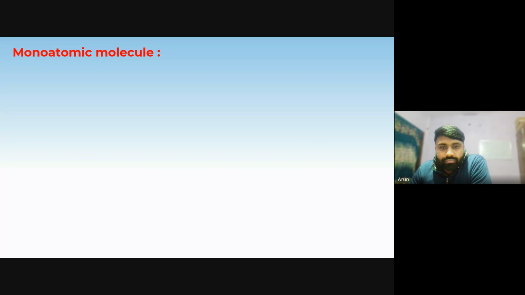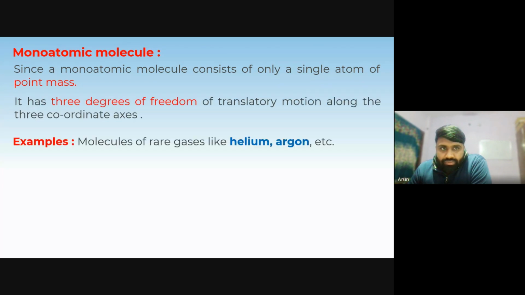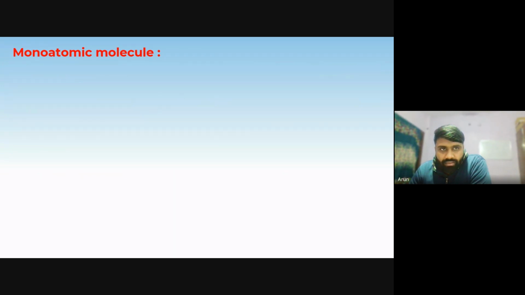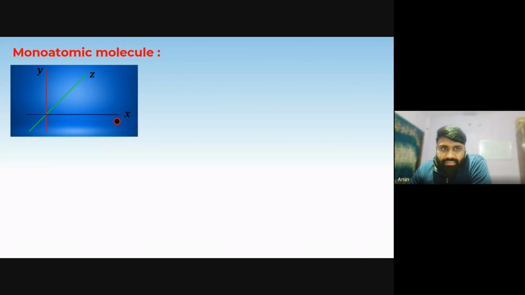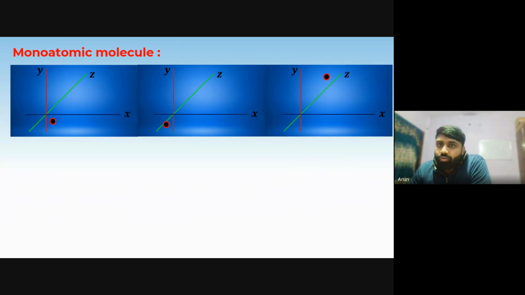Now for a monoatomic molecule, because it consists of only a single atom, it has 3 degrees of freedom, as I have discussed. For example, helium, argon. This way, it can move along the x-axis. It can translate along the x-axis, or along the y-axis, or along the z-axis. So it has 3 degrees of freedom based on that molecular motion.